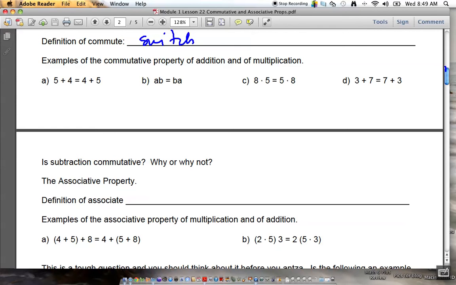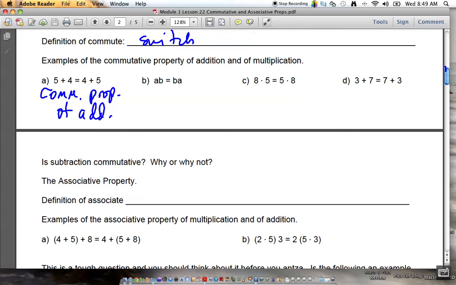Now, this would be, letter A, would be what we would call the commutative property of addition. What do you think the next one would be? What would this letter be? What would that be? Commutative property of addition. What operation's going on there? Multiplication. See, it does work.